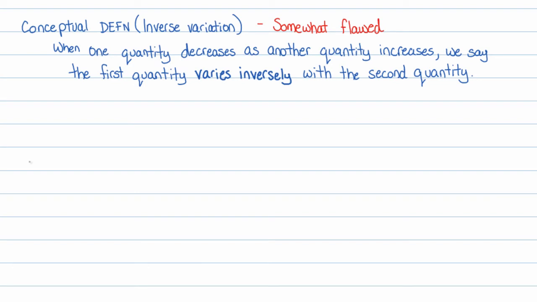The second conceptual definition is for inverse variation. And again, this is somewhat flawed. This is flawed because we're not really using the mathematics behind it. However, this will be good enough for the language and for the concepts. When one quantity decreases as another quantity increases, so in other words, we have opposite directions going on here, we say that the first quantity varies inversely with the second quantity. And actually, you could say the second quantity varies inversely with the first quantity. That's actually true. They both vary inversely with each other.